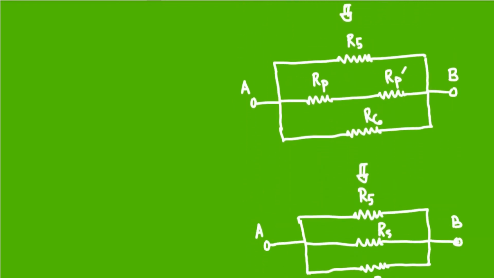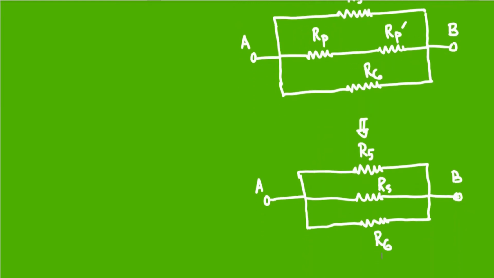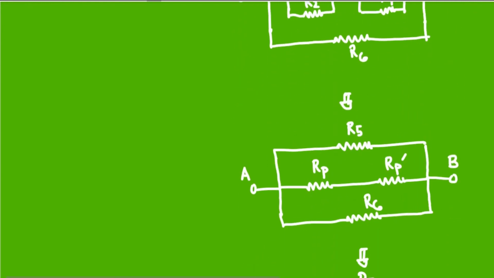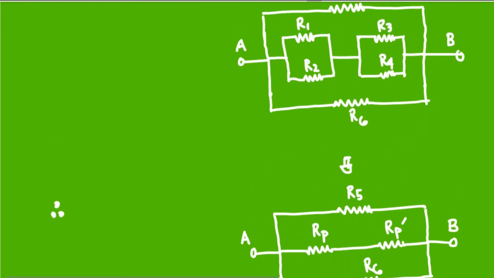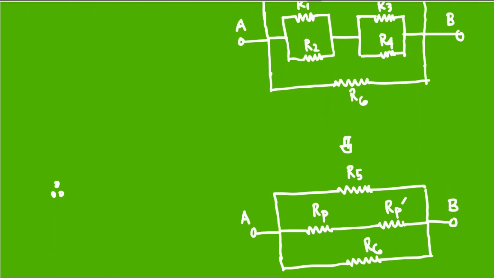Now we can find the equivalent resistance. First we have to find RP and RP prime, then we can find the equivalent resistance between A and B. Given R1 equal R2 equal R3 equal R4 equal R5 equal R6 equal R. 6 resistances have the same value.